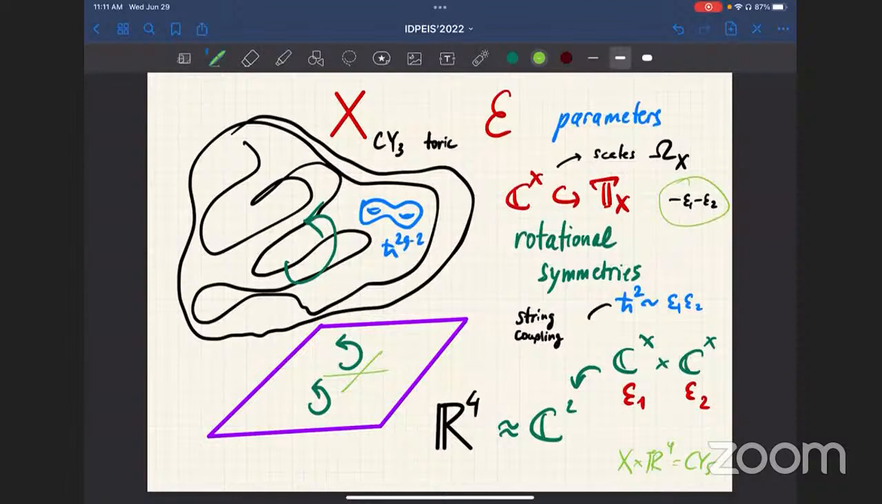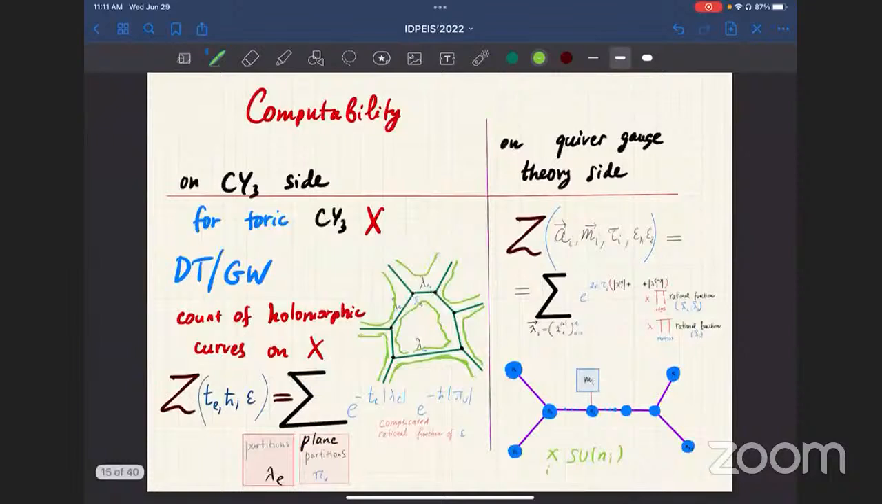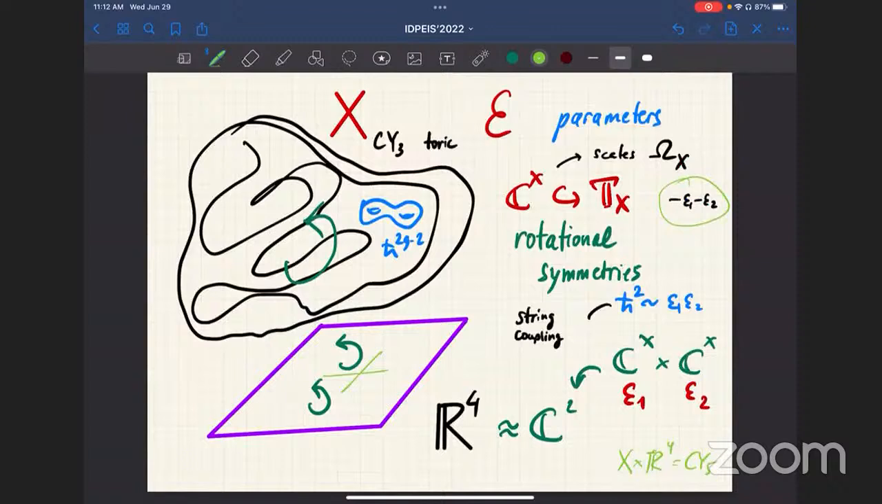Now, something which looks geometric or equivariant for R4, so the other combination of the parameters epsilon 1, epsilon 2, translates to something non-geometric, but rather topological on X. So this counting of plane partitions and partitions assigned to the vertices and edges of the toric diagram, by the Donaldson-Thomas Gromov-Witten correspondence, maps to the count of the holomorphic curves on X, and the fugacity for the sizes of the plane partitions, so something which grows out of the vertices, turns out to be related to the parameter which counts the genus of this curve. So in other words, the string coupling constant. And so magically, that parameter is something like the difference of epsilon 1, epsilon 2.